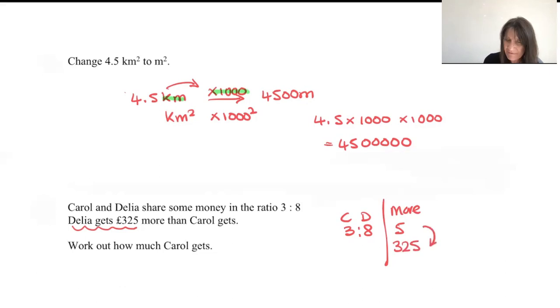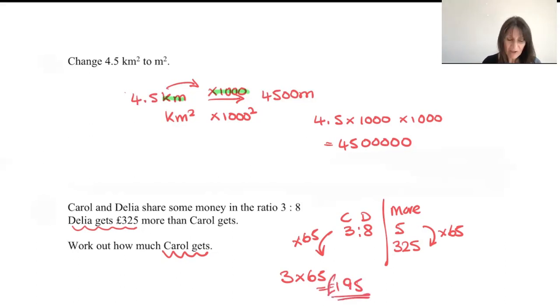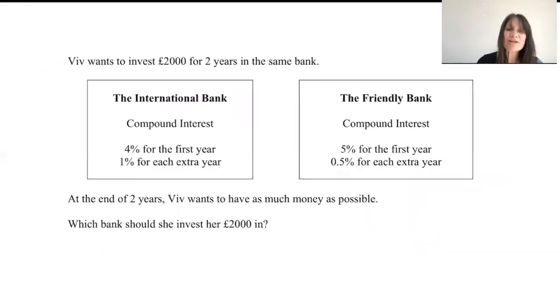How do I get from 5 to 325? I times by 65, and then I do the same this side, and it gets me the answer. They don't want everything, they just want Carol. So we do Carol, which is 3 times 65 to get our final answer of 195. And obviously that's pounds. Okay. Next question, hit pause and press play when you're ready.